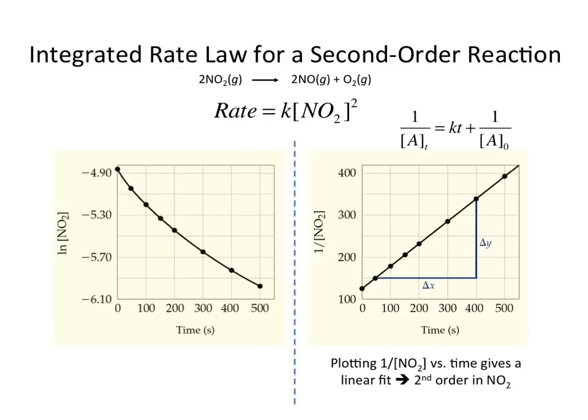Finally, if we graph 1 over the concentration versus time, we end up getting a linear fit. So the integrated rate law for a second-order reactant is given by this equation, where 1 over the concentration at time t equals the rate constant times t plus 1 over the initial concentration of reactant. In this case, the slope of our line equals the rate constant k.